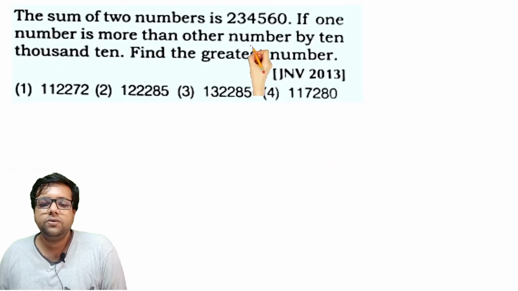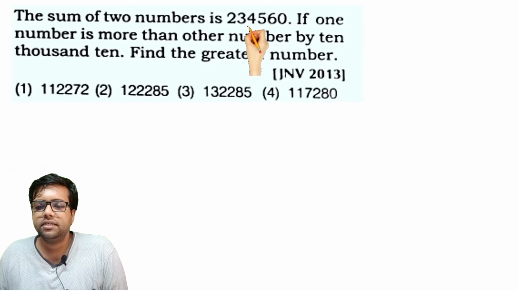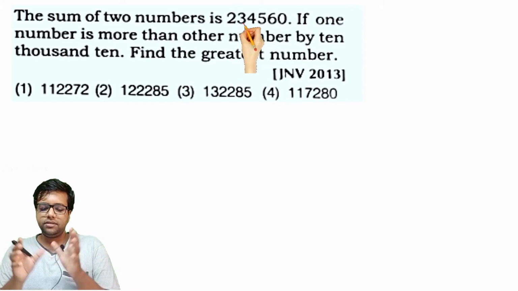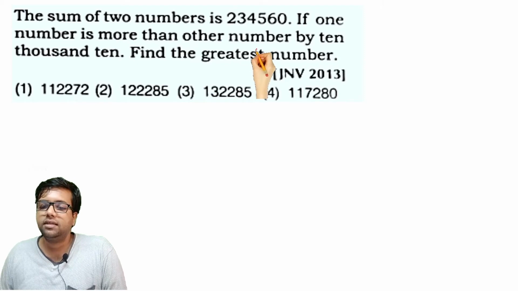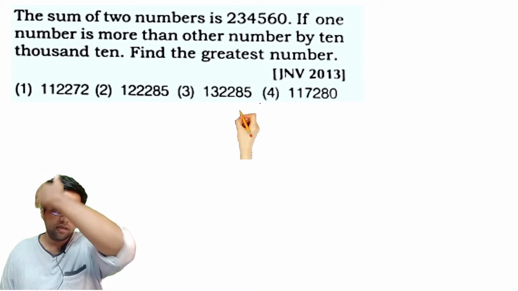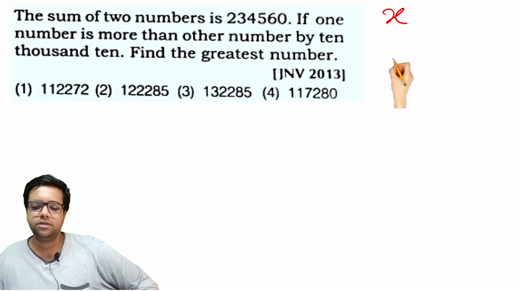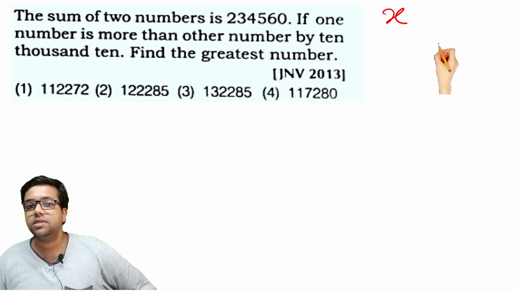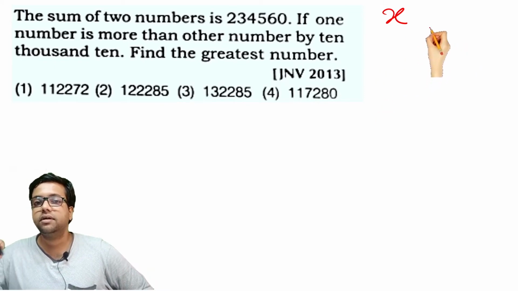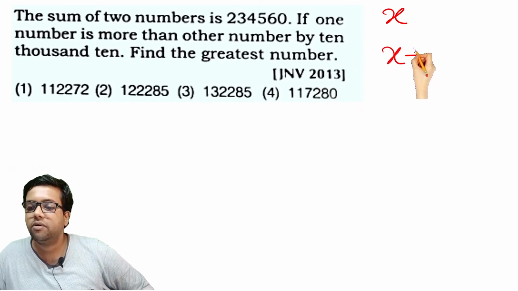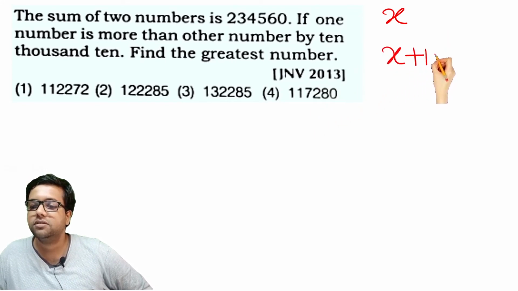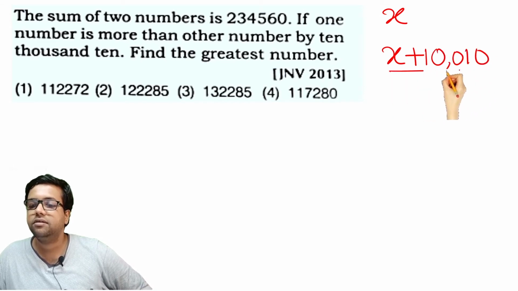The sum of two numbers is 2,34,560. If one number is more than the other number by 10,010, find the greatest number. Okay, I will call the first number x. The other number is greater by 10,010, so the other number will be x plus 10,010.